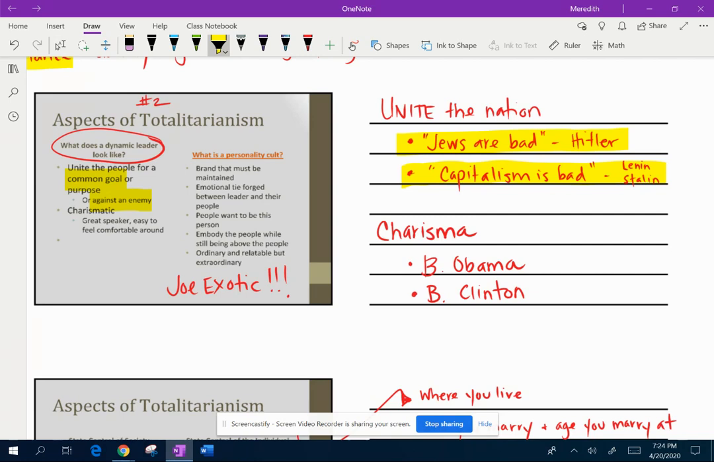Now, on top of it, this totalitarian and this dynamic leadership is going to be very charismatic. And when you're charismatic, that means you're a great speaker. It's really easy to feel comfortable around you, and you want to listen to them. In the video section under the Unit 7 resources, I have one or two clips of Adolf Hitler giving a speech. Not that I expect you guys to understand German, but just to see how the crowd reacts to him, because he was unfortunately very charismatic.